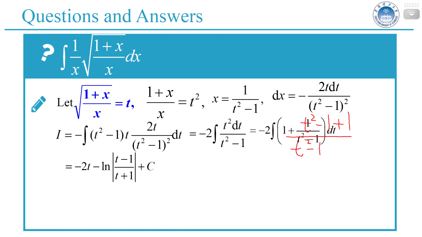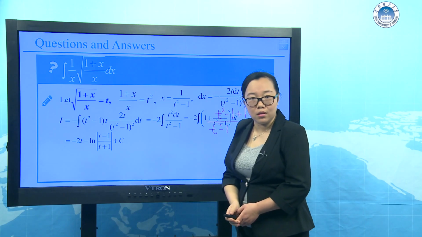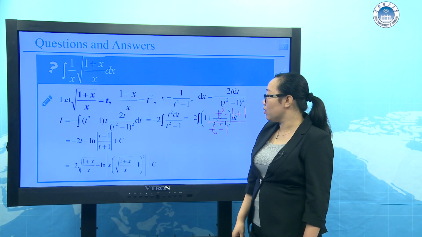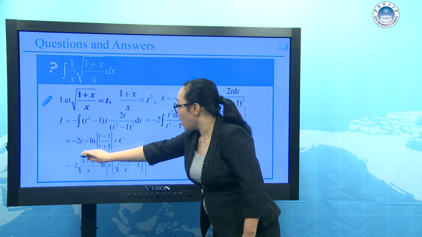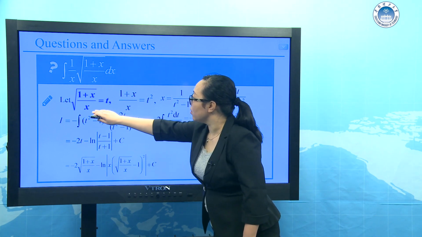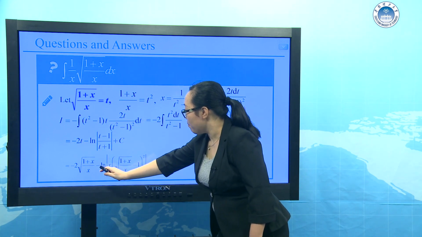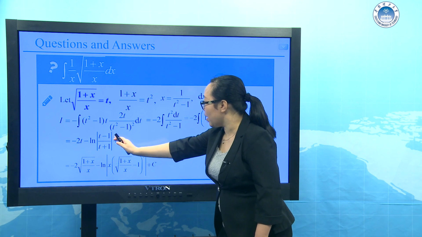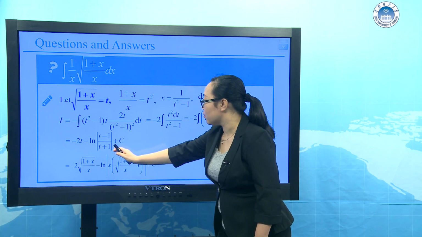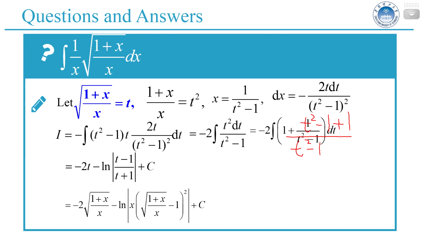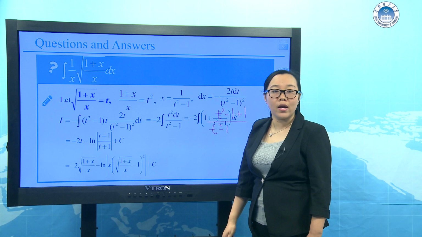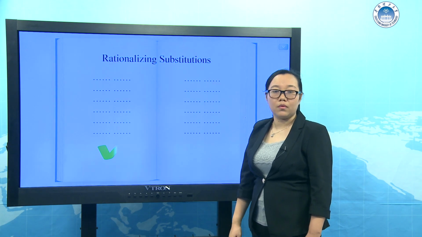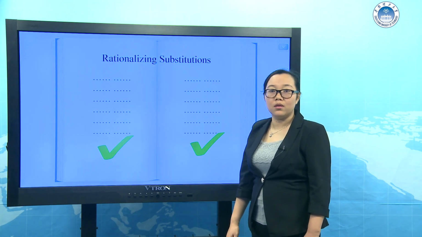Still pay attention to the last step: replace t with x. So we get minus 2 times t, where t equals this expression, minus log of (t minus 1) over (t plus 1). We get this expression plus a real number C. This is our final result. The class is over. See you next time.